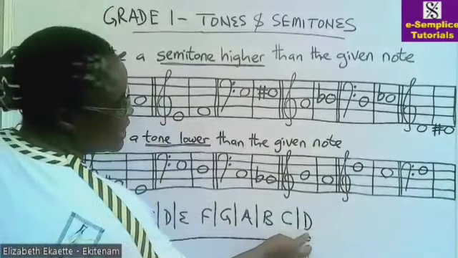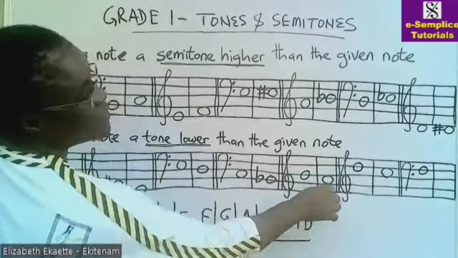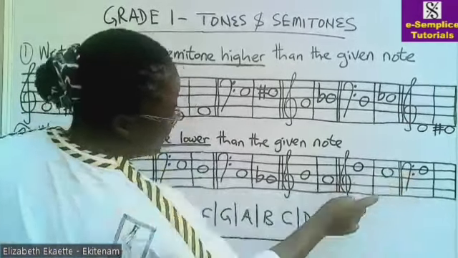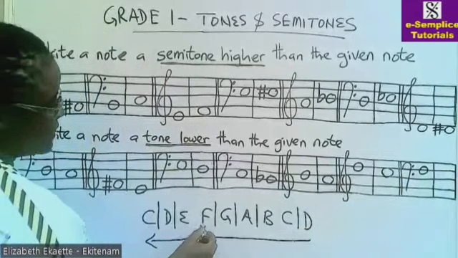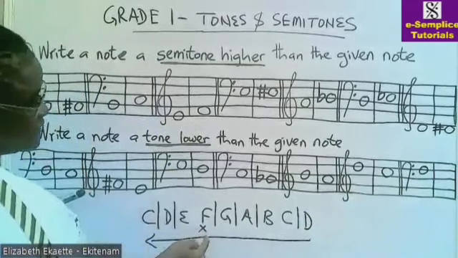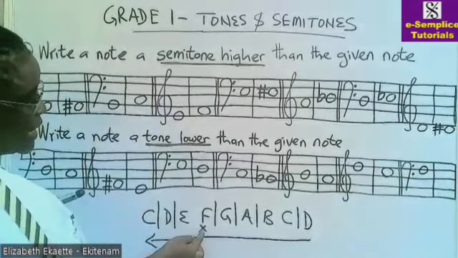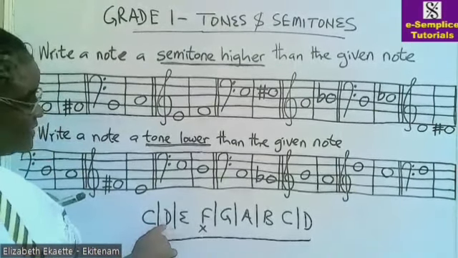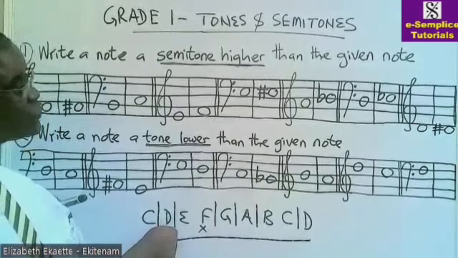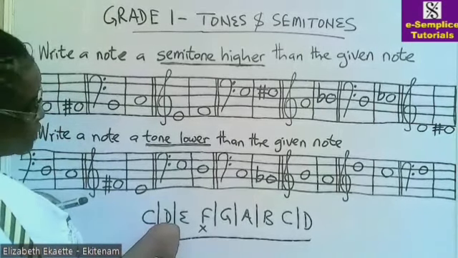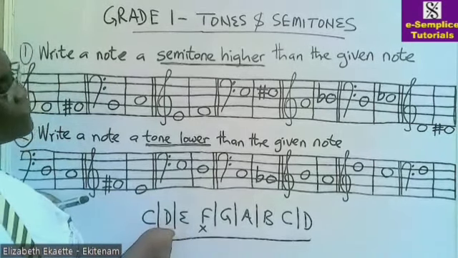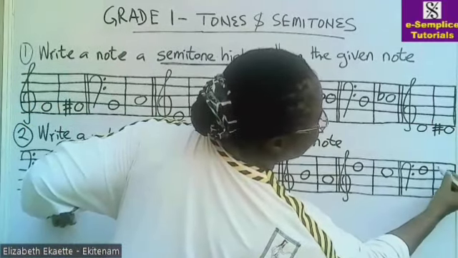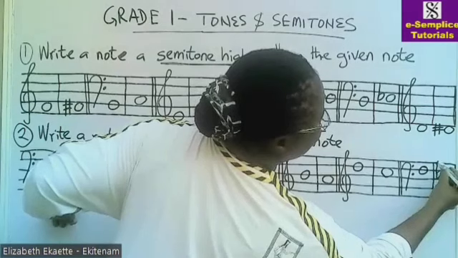Now the last, very last question is on bass clef, and we are given letter F. So I mark this F, and let's count two semitones backwards. So if you write E flat, it's correct. If you write D sharp, it is also correct. I would like to write E flat.